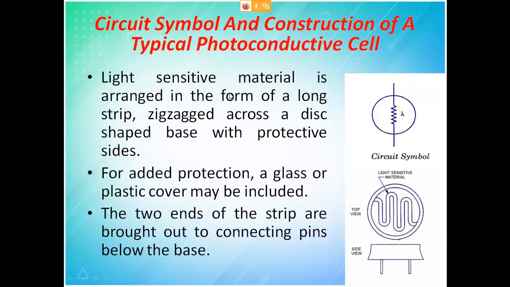Within the area I have to have more material, so you go for a zigzag. The light sensitive material is arranged in the form of a long strip, zigzag across the disc shaped base with protective sides. For added protection, a glass or plastic cover may be included on the top. The two ends of the strip are brought out as connecting pins below the base. So you take these two pins, one from each end, and this is covered with a glass on top. This is the side view and this is the top view.